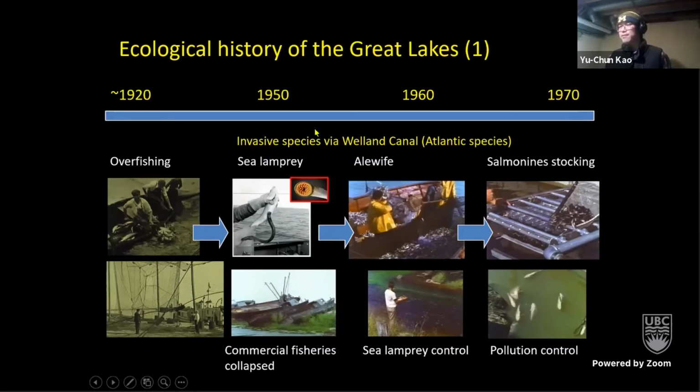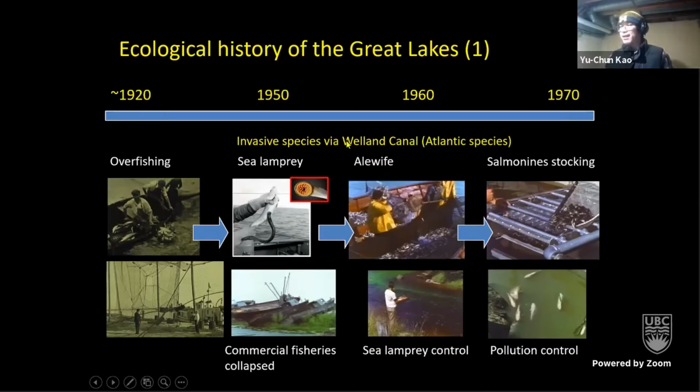First, we have invasive species from the Atlantic Ocean. That was because we built a canal so that Niagara Falls between Lake Erie and Lake Ontario was no longer a barrier to these invasive species. So we had sea lamprey and alewife. This is sea lamprey, and they are parasitic. They suck blood from these large fish and killed a lot of fish. So sea lamprey is one.